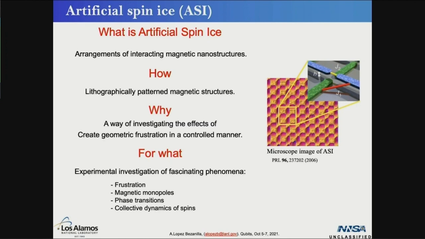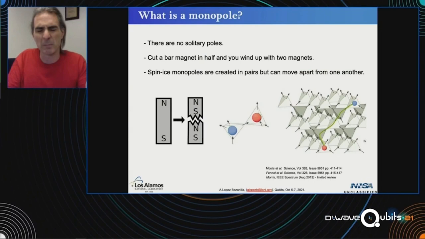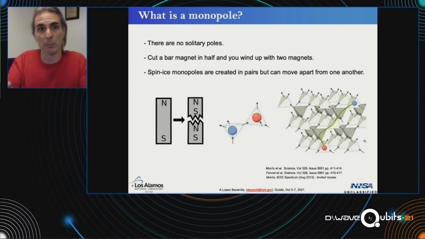But if we want to study these in real materials, we have to construct the materials. We have to detect a monopole. And that's what experimental teams did in 2009. In this paper by John Morris, they observed real monopoles.